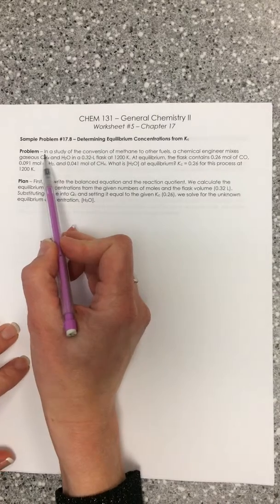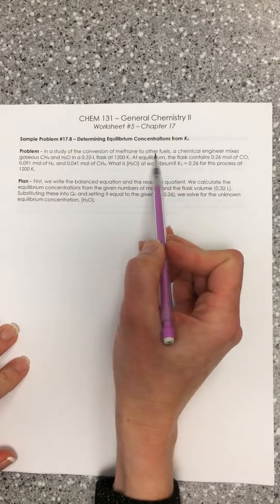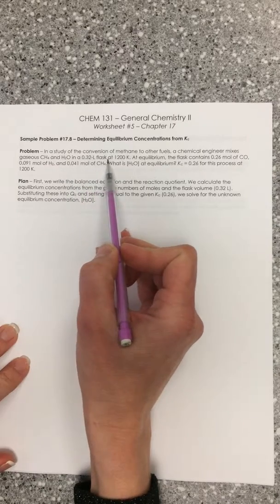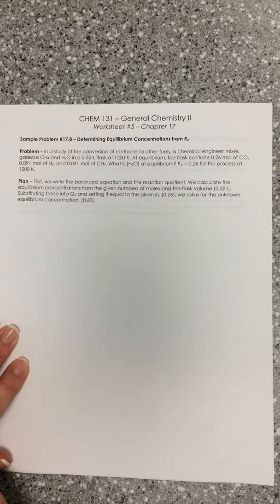So this problem tells us, in a study of the conversion of methane to other fuels, a chemical engineer mixes gaseous methane and water in a 0.32 liter flask at 1200 K. At equilibrium, the flask contains 0.26 moles of CO, 0.091 moles of H2, and 0.041 moles of CH4. What is the water concentration at equilibrium? They give us Kc for this process at 1200 K of 0.26.